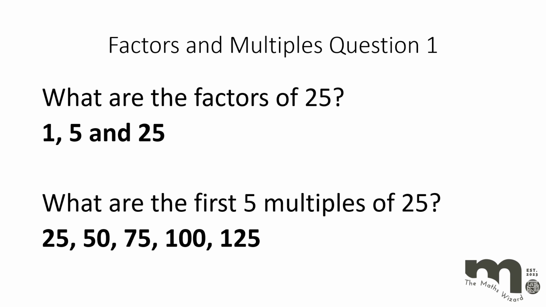You can see your factors of 25 are 25 or smaller. So we've got 1, 5 and 25. If you want to check that, if you do 25 divided by 5, you get 5. Do 5 times 5 to get 25. And then 25 divided by 1 gives you 25. That shows you that you can do 1 times 25 to get 25. Then your multiples of 25, we've got 25 times 1 here, 25 times 2 is 50, 25 times 3 is 75, 25 times 4 is 100, 25 times 5 is 125.